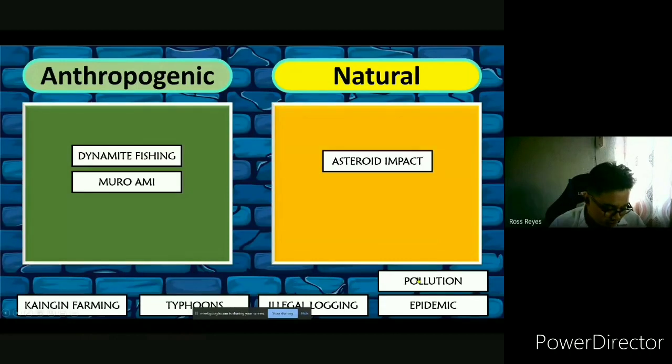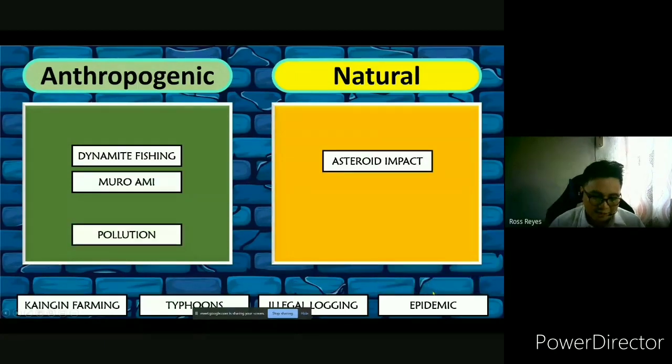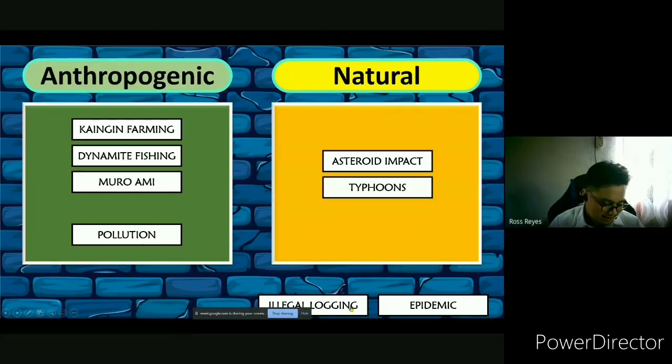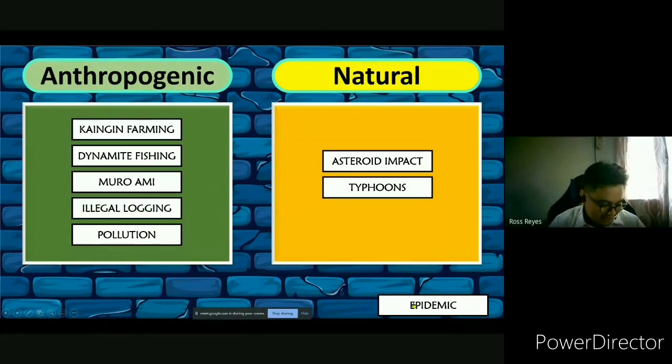Okay? Pollution. Pollution is anthropogenic as well. Very good. How about kaingin farming? Kaingin farming is anthropogenic. We made it by choice. Okay? Typhoons. Is it natural or anthropogenic or man-made? Illegal logging. Anthropogenic. Very good. Lastly, epidemic.